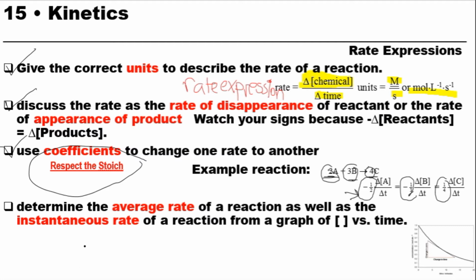The last objective, determine the average rate of a reaction as well as the instantaneous rate of a reaction from a graph of concentration versus time. So both of these you're going to use slope to calculate them. Average rate, you're taking the entire curve into consideration, whereas an instantaneous rate, you're only taking in one specific point in time.